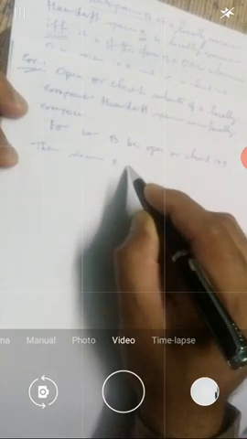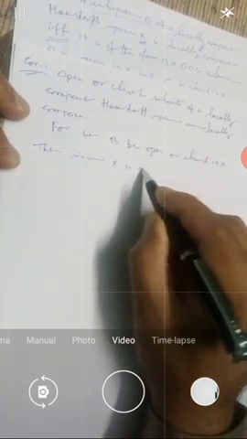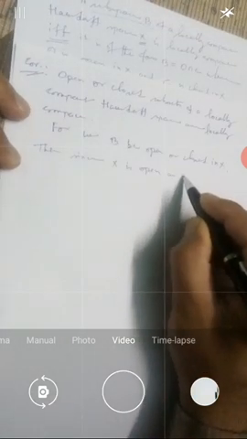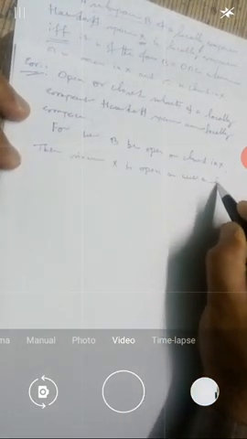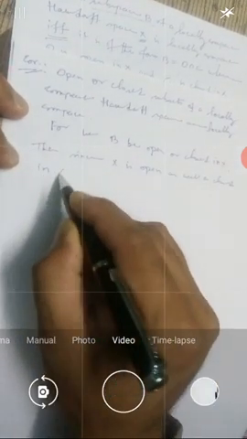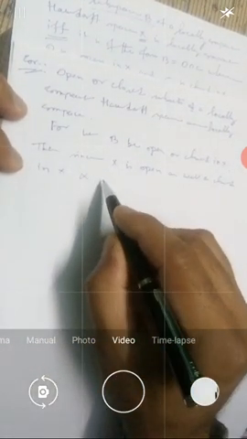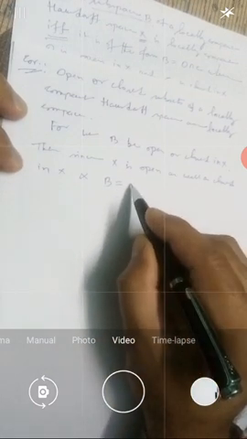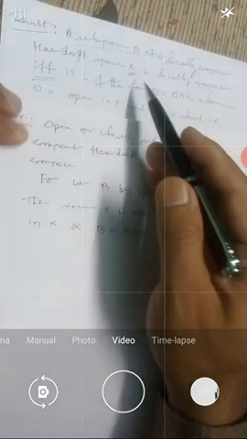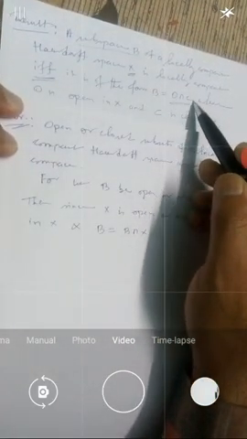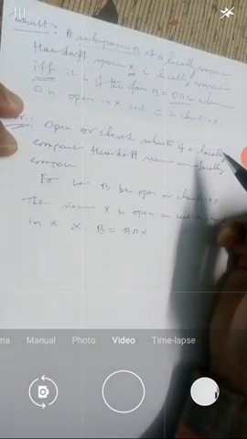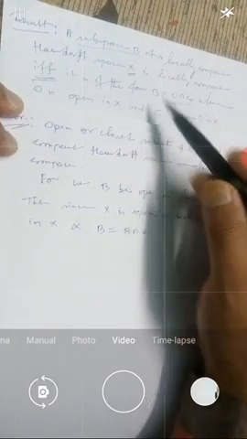Since X is open as well as closed in X, we can write B equal to B intersection X. Then what will happen? Just look at the last result. B is locally compact if and only if B is of the form O intersection C, where O is open and C is closed.